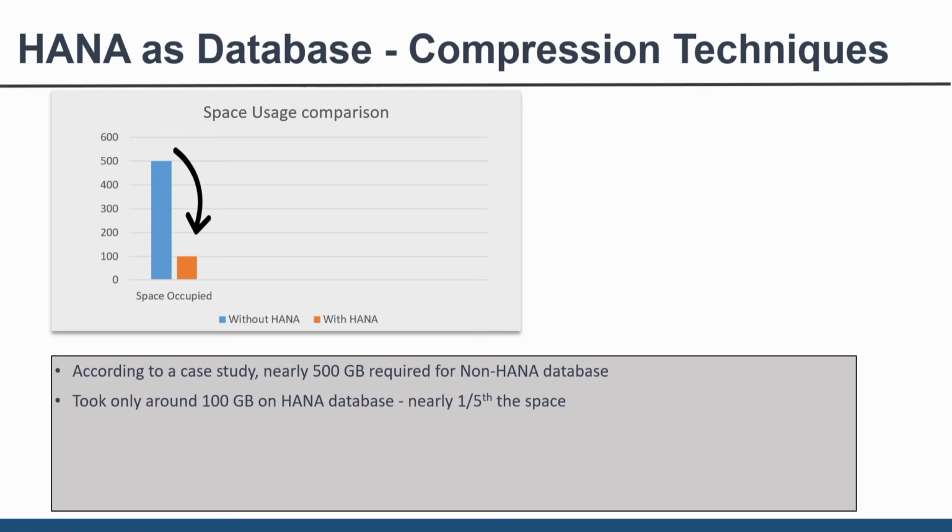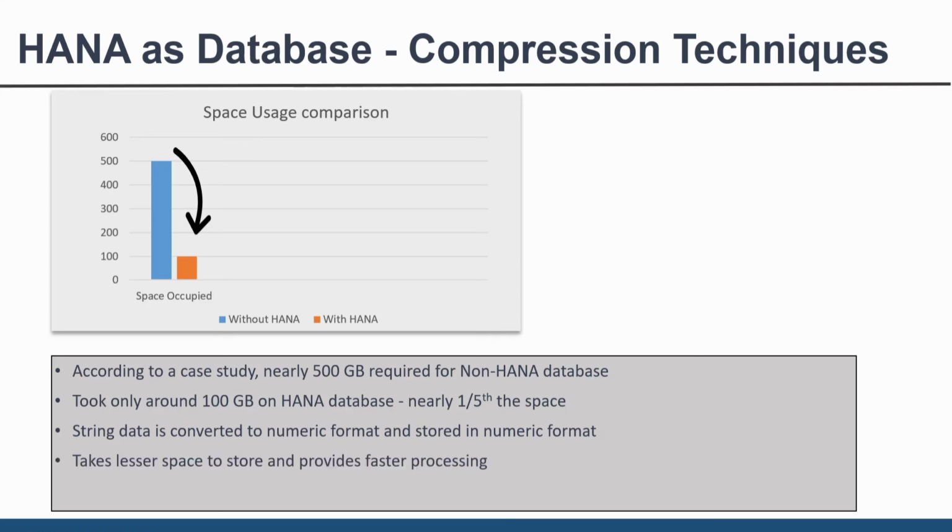There is a huge memory space which is saved in case of HANA database because of the compression techniques which are used. I hope you remember, you have already learned in previous videos that when you create tables as columnar tables, then the system uses compression techniques at the backend and data gets compressed at the backend, and that is why you can see the memory footprint is reduced or very less compared to non-HANA databases. So this is one of the important features of HANA as database.